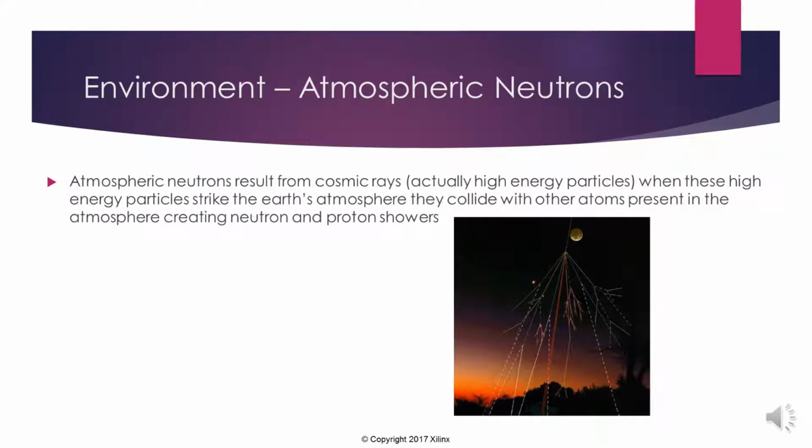Now, one that always excites everybody, not sure why, is atmospheric neutrons. This results from cosmic rays, which are high energy particles, and when these strike the Earth's atmosphere, they collide with other atoms present in the atmosphere, and it creates a neutron and proton shower. These come showering down to Earth, and as they pass through our electronic circuits, it's possible that they can deposit sufficient charge in the silicon to actually flip the state, so flip a 0 to a 1, or appear as a transient glitch on a circuit line.